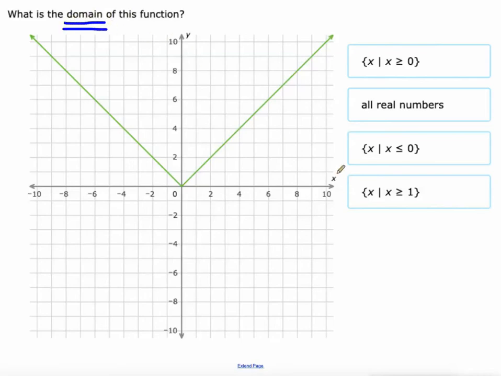So the domain has to do with our possible x values that can go into the function. You can see that any positive value can go into this function because that arrow keeps going forever to the right. Also, any negative value can go into this. So the answer here is all real numbers, okay? The domain of this function, and this is the most basic absolute value function, is all real numbers. You can plug any value of x in and we will get an output.